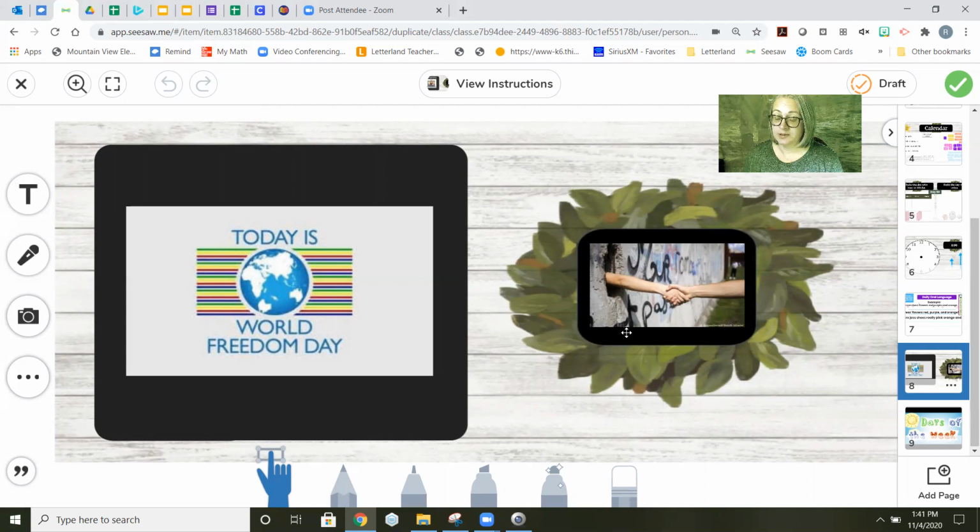There's a very famous speech done by a former president, Ronald Reagan, and he was telling the leader of the Soviet Union to tear down this wall. He was saying it's time for us to get this wall down and be friends rather than enemies. And we still have a long ways to go, but that was a big step in the right direction when this happened. So that's why today is World Freedom Day.